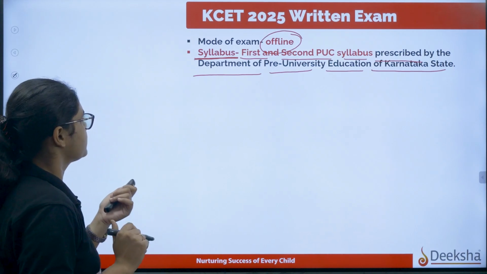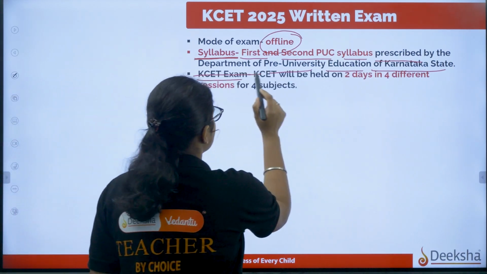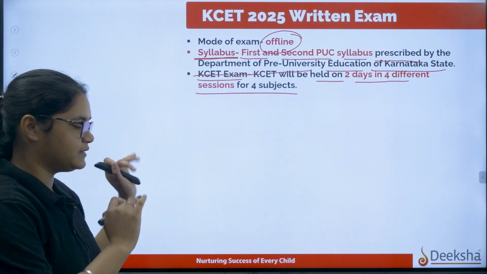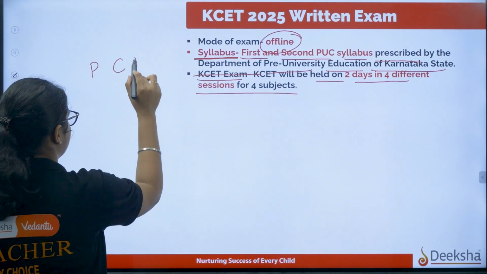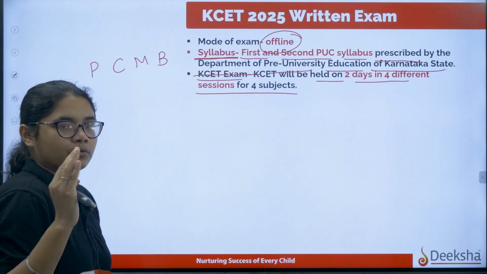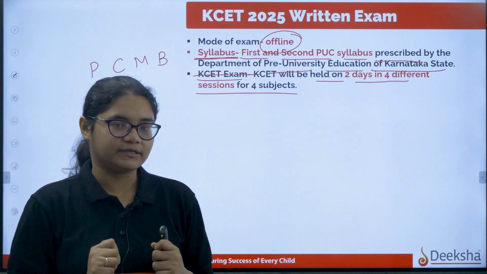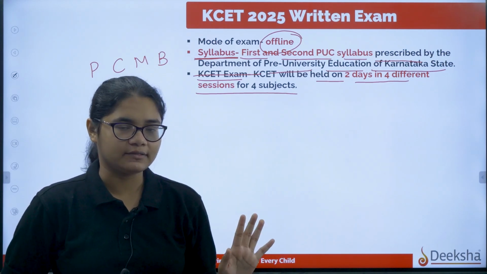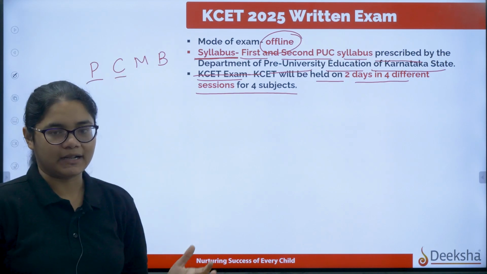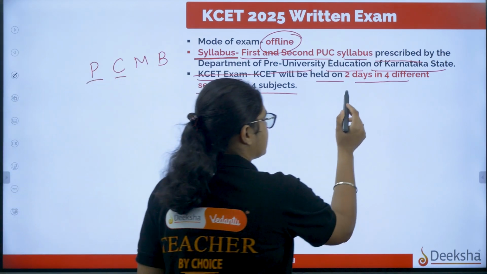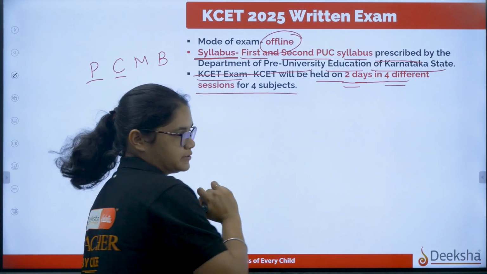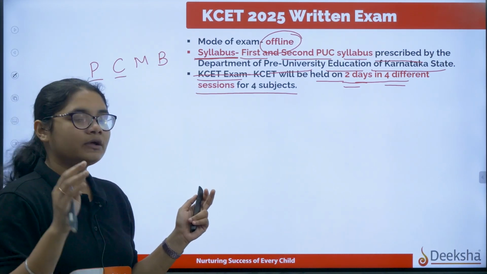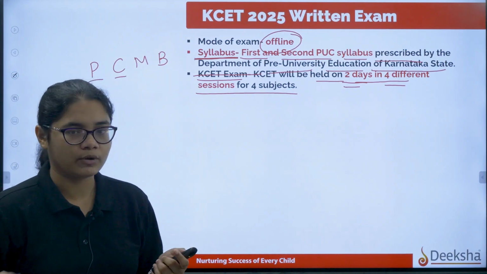Okay, so please watch. Now coming to the KCET exam, it will be held in 2 days in 4 different sessions for 4 subjects. Once you see the previous slide, we discussed that there are 4 subjects, right? PCMB. So there are 4 different exams for all the 4 subjects. It is not like JEE or NEET where in one paper you have all the 3 subjects. For every subject you have a separate exam. It is conducted in 2 days with 4 different sessions, so in each session one subject will be conducted. I'll show you the schedule of the 2024 exam.